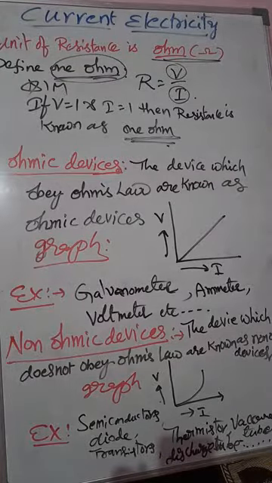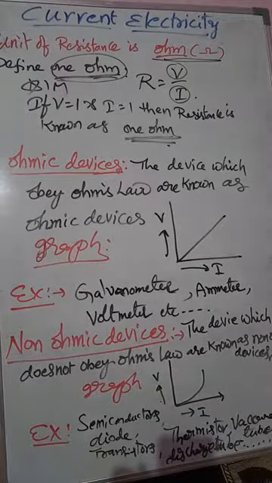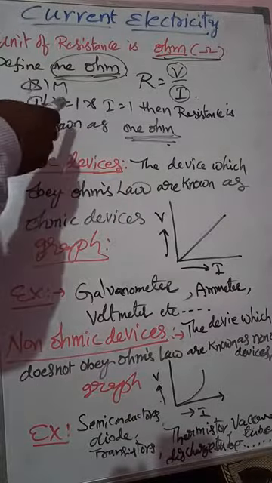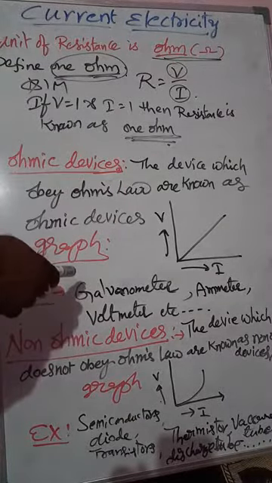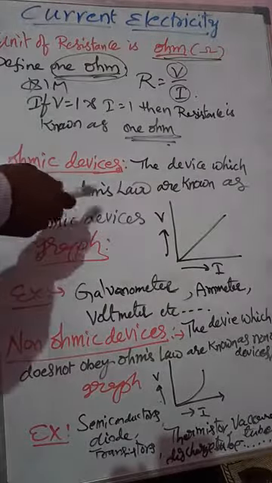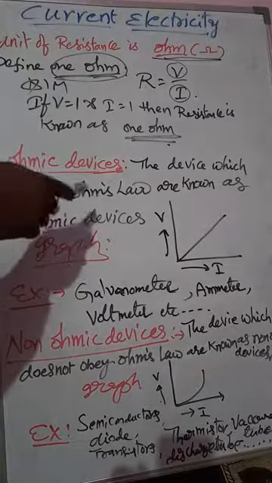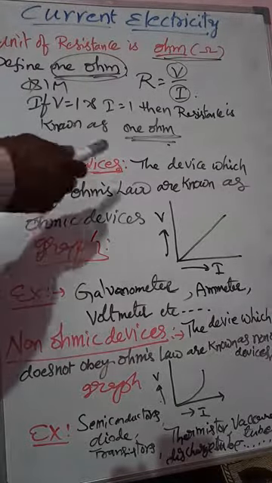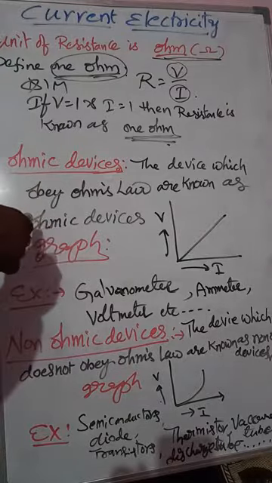Then the resistance offered by the conductor is known as 1 ohm. Clear? Now, up to now we learned about Ohm's law. Now, which devices obey Ohm's law? The devices which obey Ohm's law are known as ohmic devices.